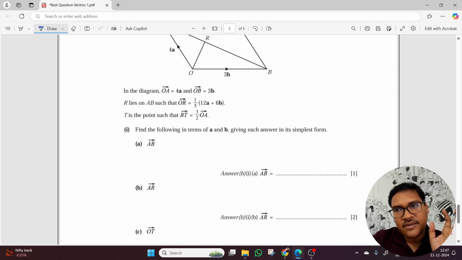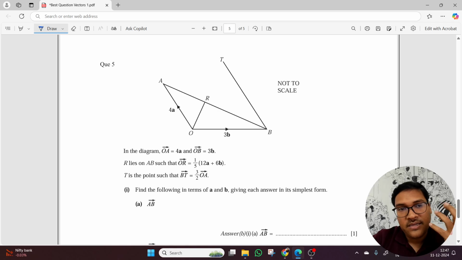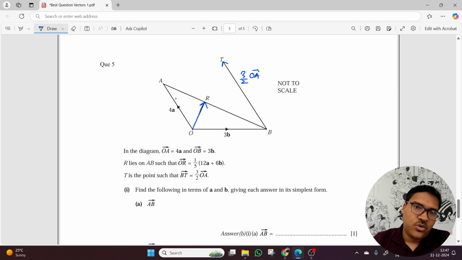So I hope you are getting this, like what kind of questions are generally asked in mock tests. Okay. In the diagram, you have OA vector, OB vector. It is given R lies on AB such that OR vector is 1/5 of (12A plus 6B). Okay. So this is OR vector. P is the point such that BT vector is 3 by 2 OA vector. That means this is 3 by 2 times OA vector.